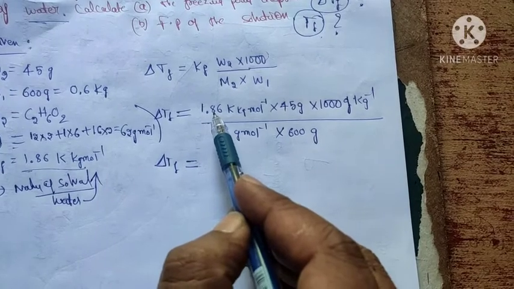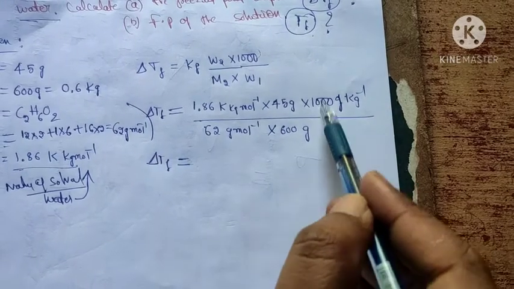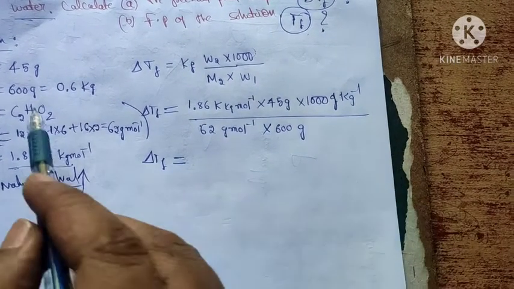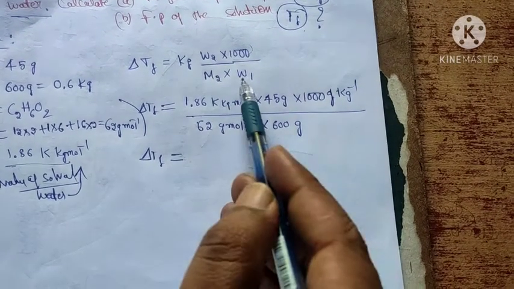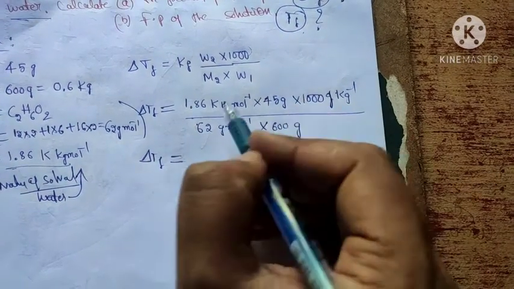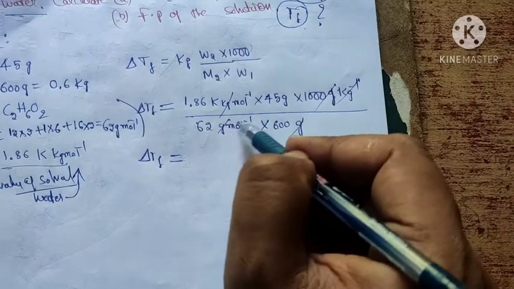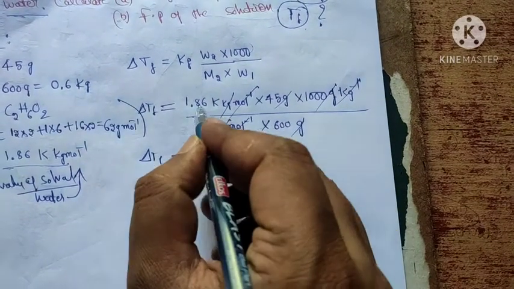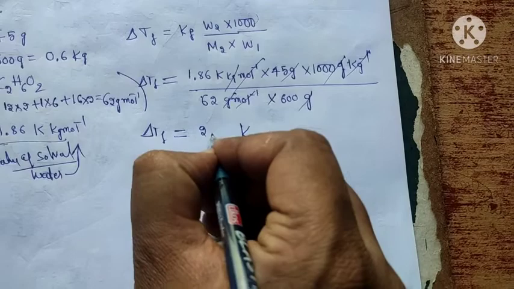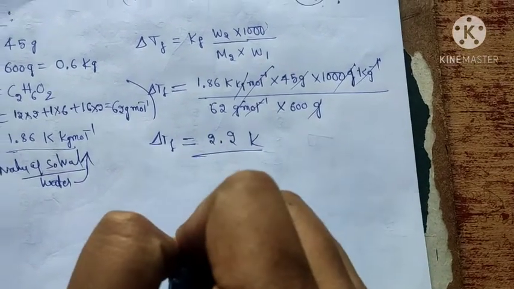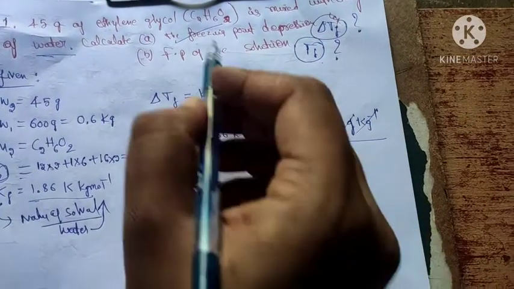Kf is 1.86 Kelvin kg per mole. W2 is 45 gram into 1000, this unit is gram per kg, and M2 is 62 gram per mole, and W1 is 600 grams. Grams cancel, remaining unit is Kelvin. So with a simple calculation we get 2.2 Kelvin. Okay, so first the depression of freezing point is calculated.